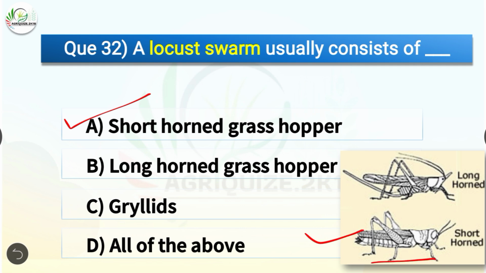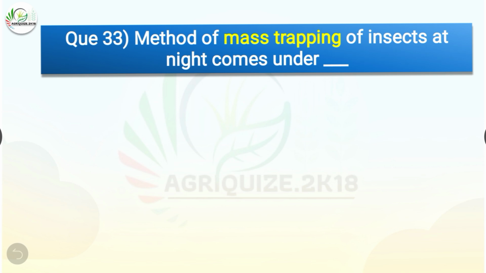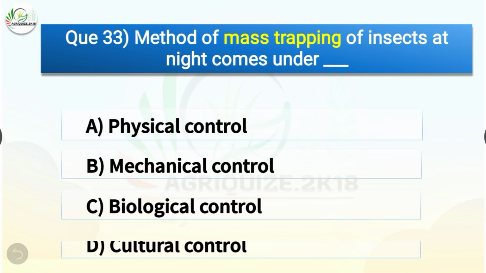Question number 33. The method of mass trapping of insects at night comes under dash. The options are physical control, mechanical control, biological control, or cultural control. The correct answer is option B, mechanical control. So the method of mass trapping of insects at night comes under mechanical control.